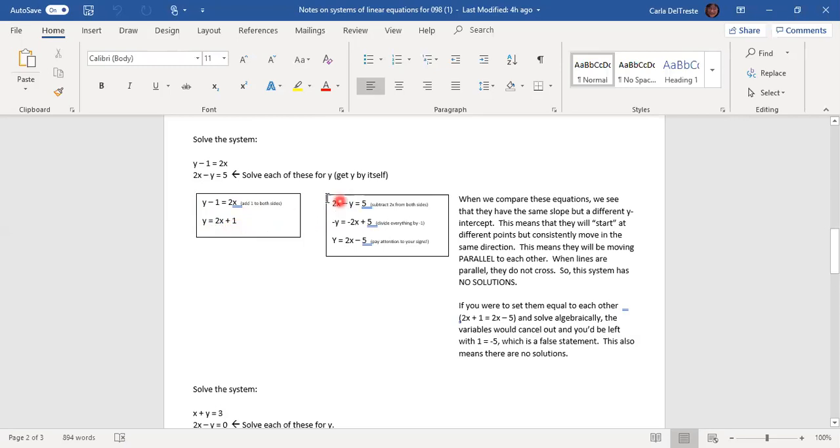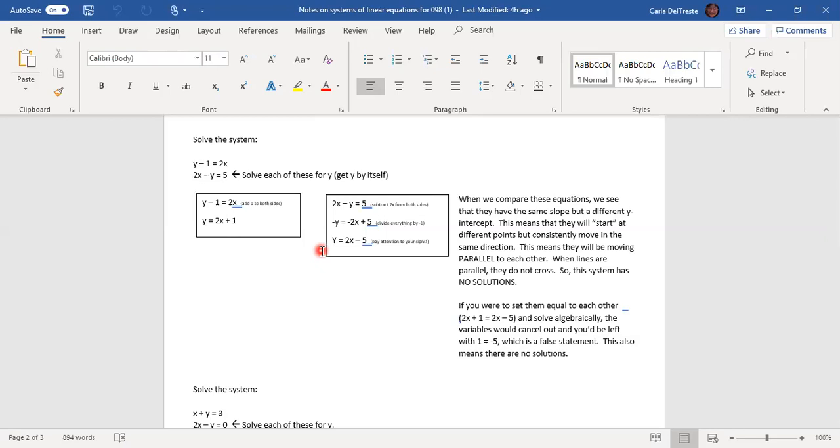Here, first you have to subtract 2x from both sides, but that leaves you with negative y equals negative 2x plus 5. I have to get rid of that negative, so I have to divide everything by negative 1, and that's going to change all the signs. So just be careful of your signs. That's going to leave us with y equals 2x plus 1 and y equals 2x minus 5. They both have the same slope. The slope is 2 in both of those cases.